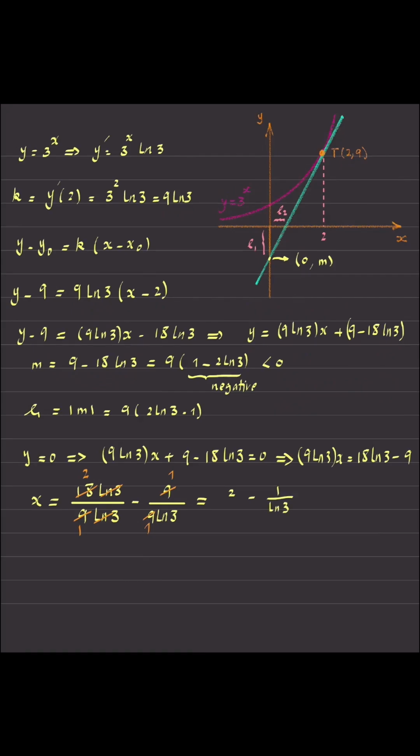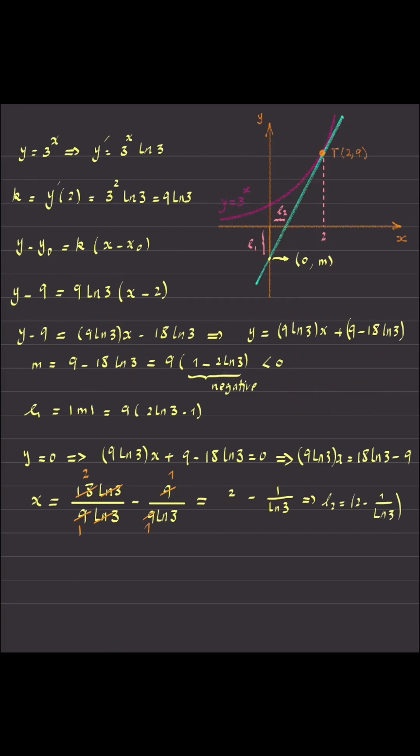So this is the x-intercept. But this number is positive. Why? Because as I told you before, ln of 3 is greater than 1. So 1 divided by a number greater than 1 is less than 1. So 2 minus that is definitely positive. So it can play the role of L2 exactly. So this means that my L2 is 2 minus 1 over ln of 3.